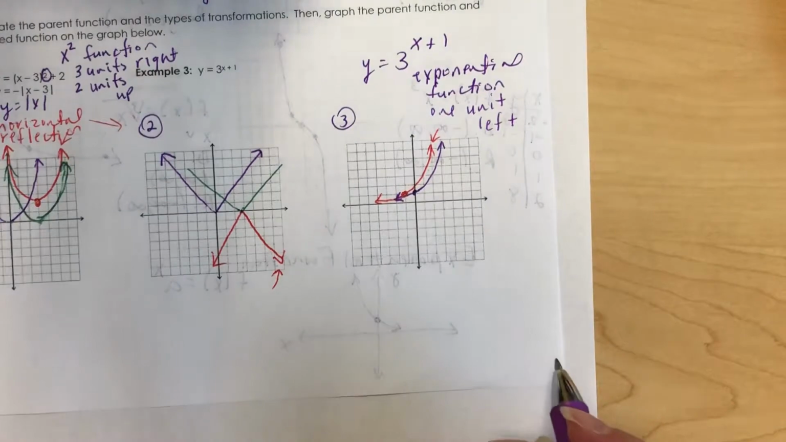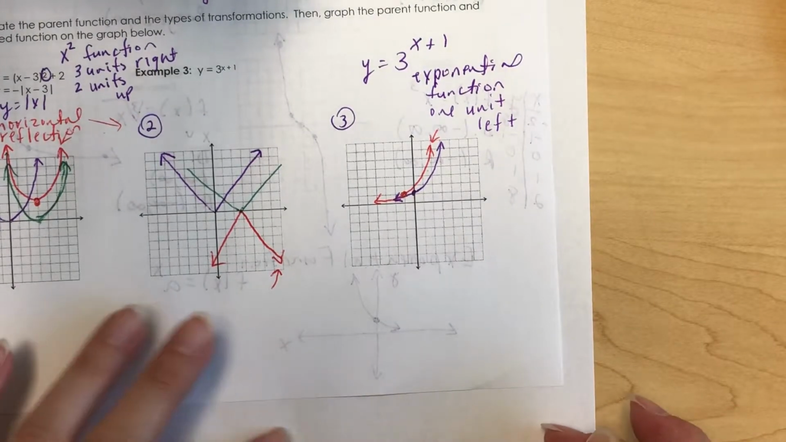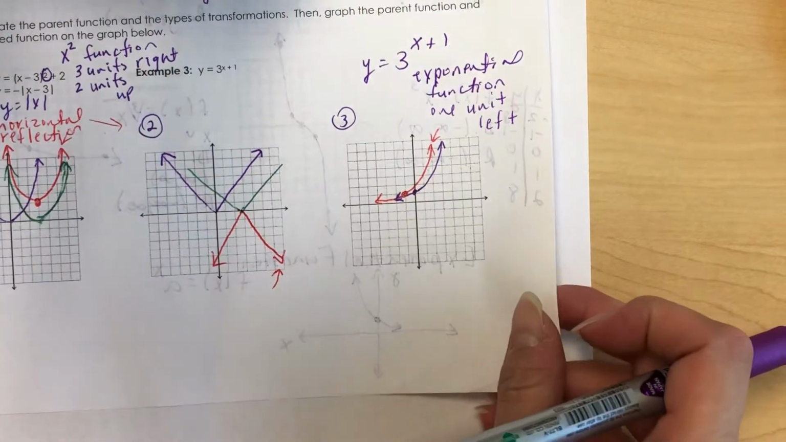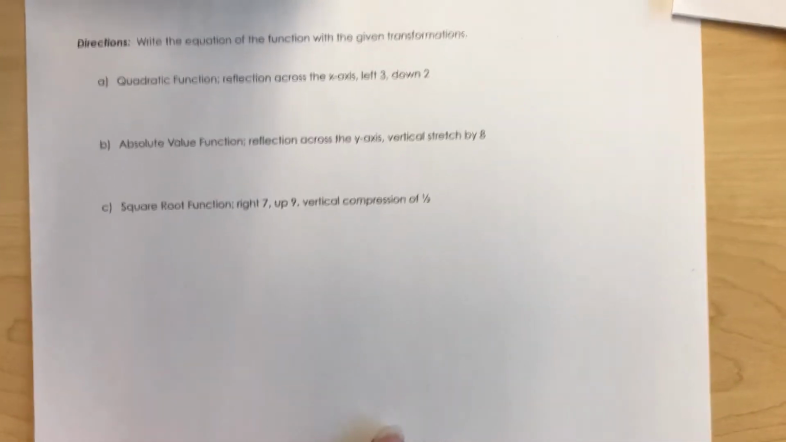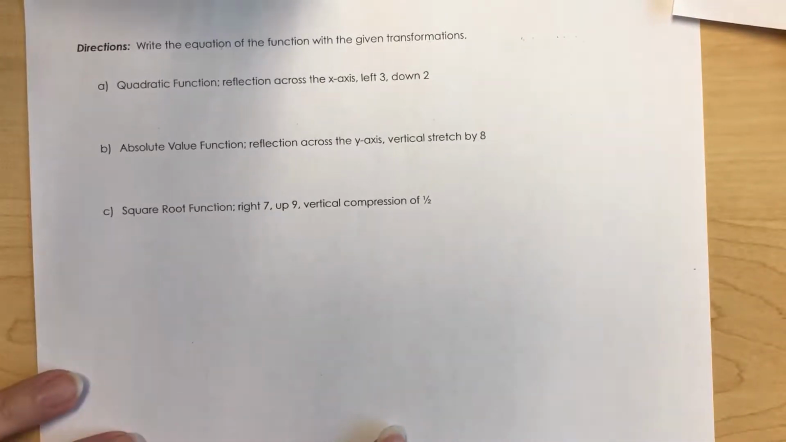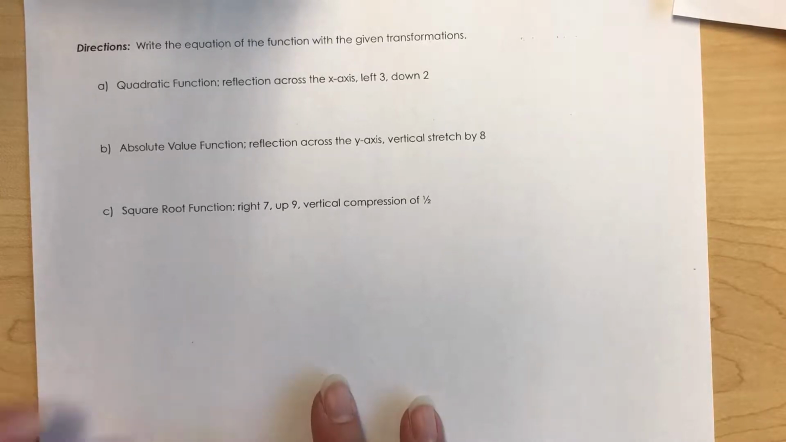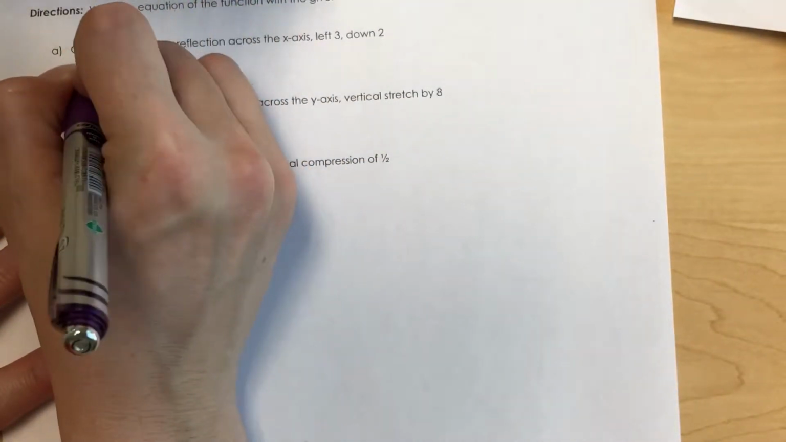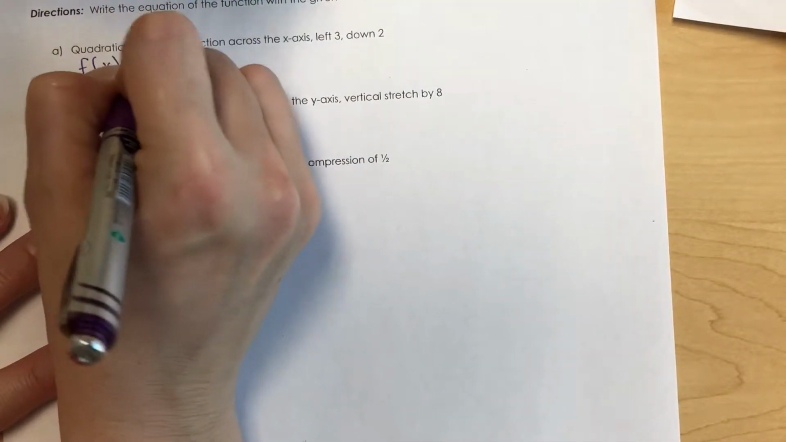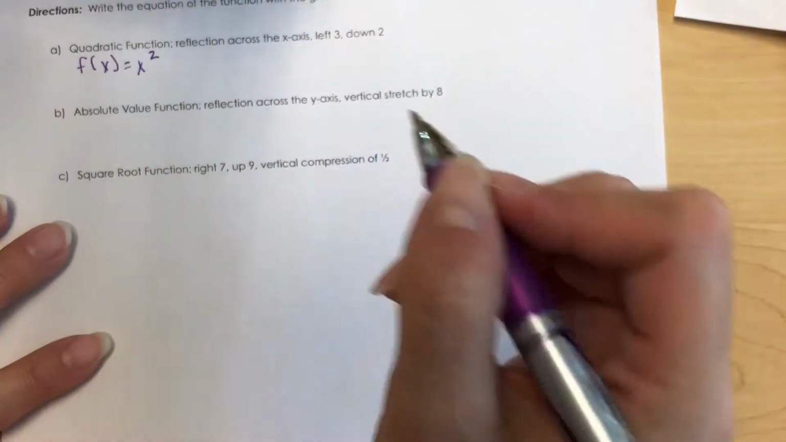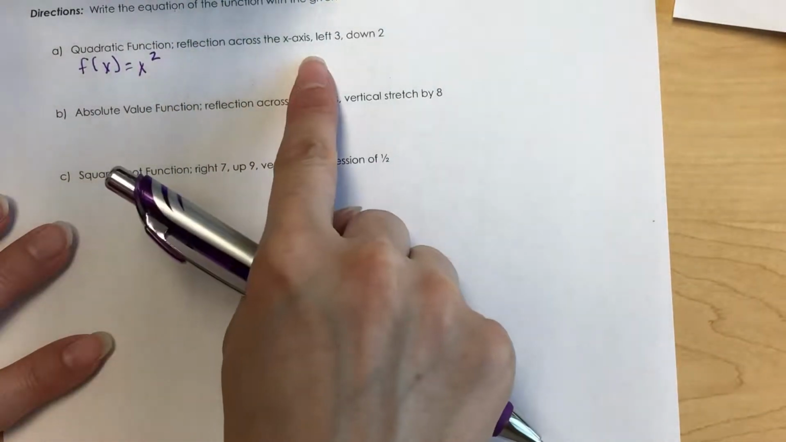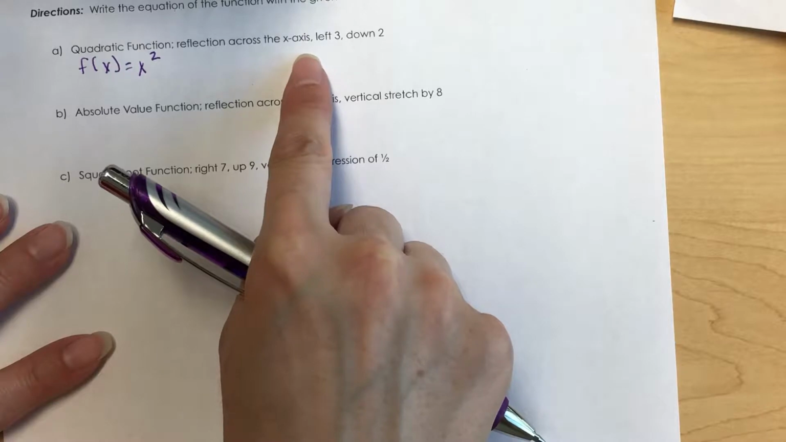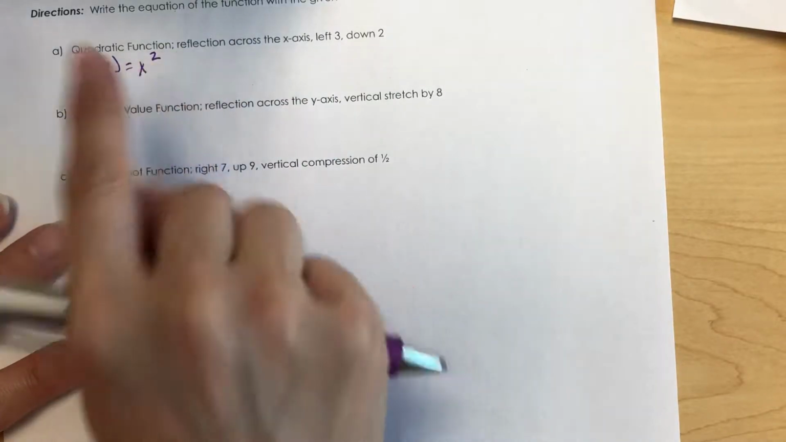All right, and then we've got a couple more examples to look at. Okay, so here, write the equation of the function with the given transformations. All right, so A, we have a quadratic function. So I'm going to do this in parts. Quadratic means it's going to be f of x equals x squared. It's reflected across the x-axis, so that means that I'm going to make the entire function negative.